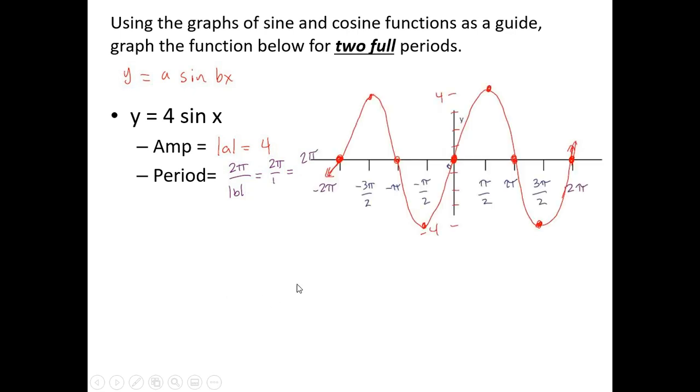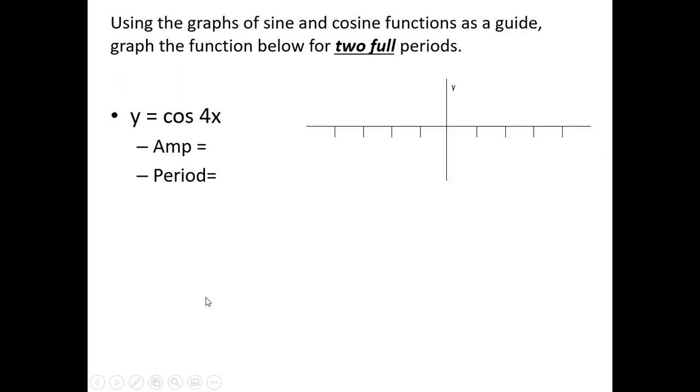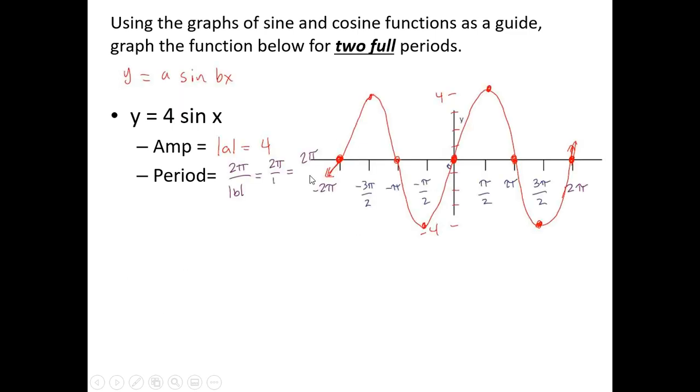Let's take a look at my graph here. I'm going to have a tick mark at each of my 2 pi divided by 4. So every pi over 2, I'm going to put a tick mark. So pi over 2, pi, 3 pi over 2, 2 pi, and then negatively as well. My amplitude goes up to 1, 2, 3, 4, and 1, 2, 3, negative 4.